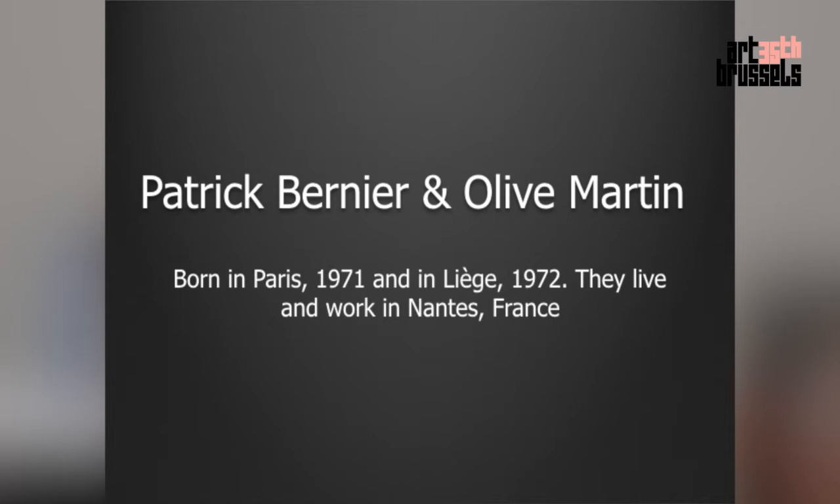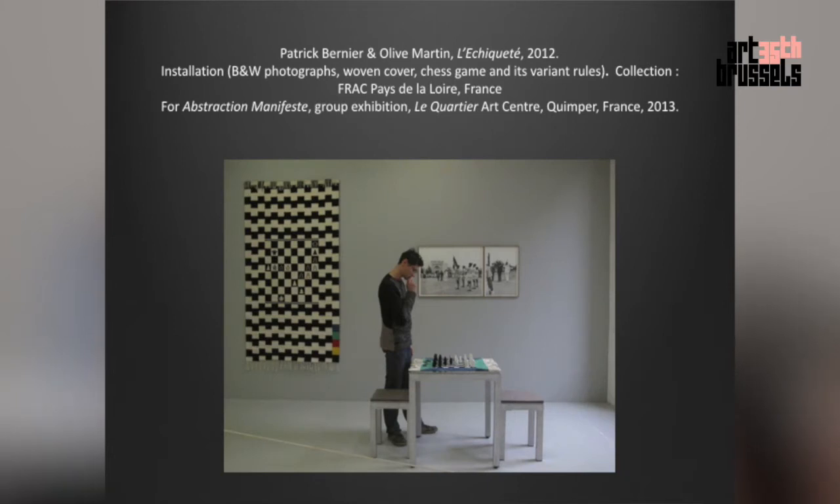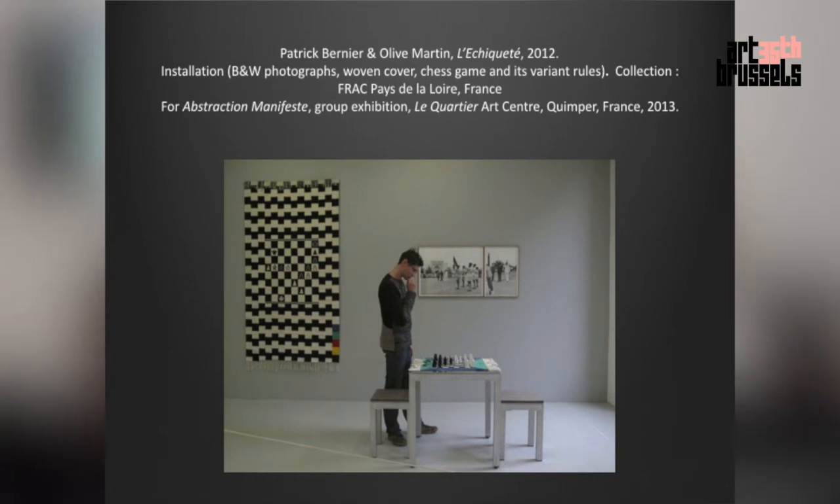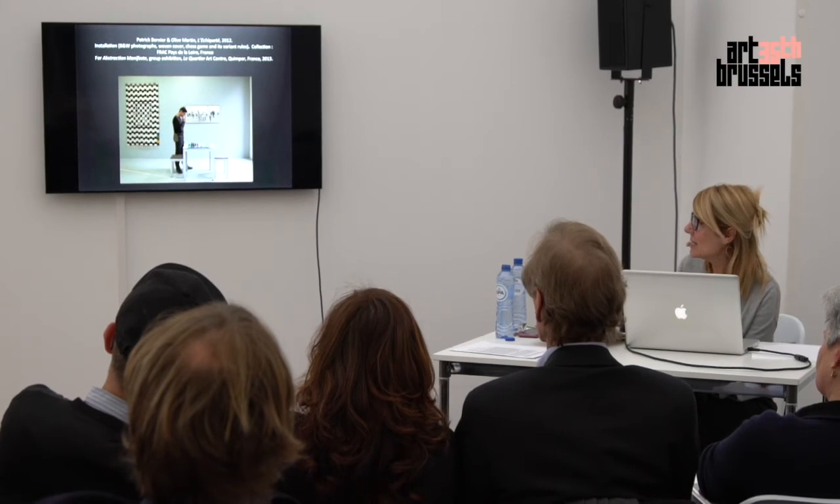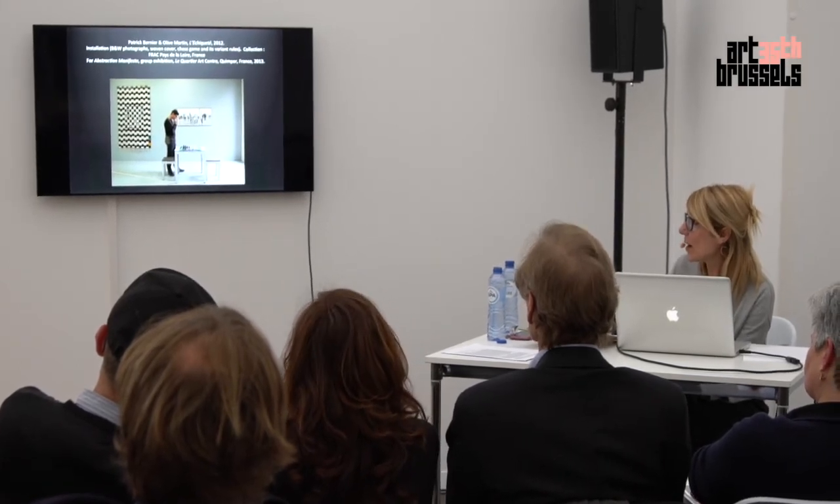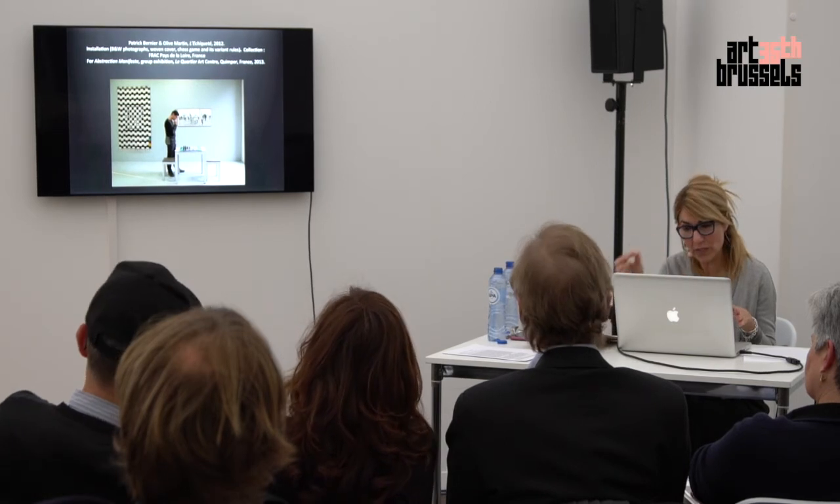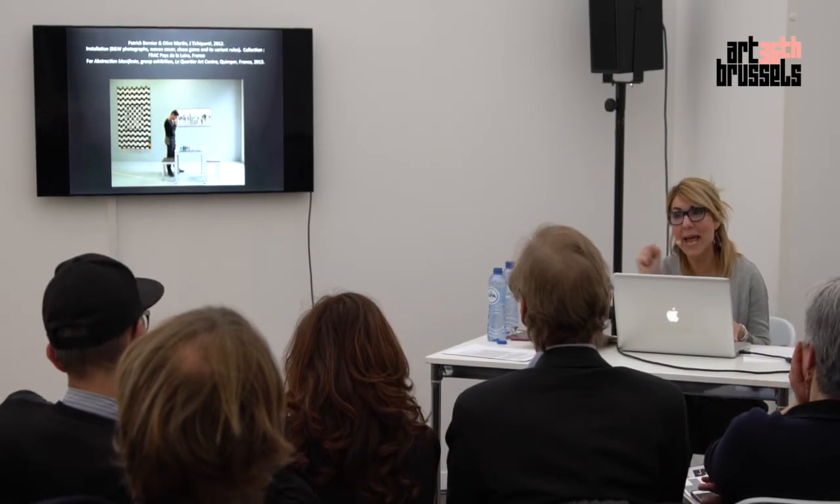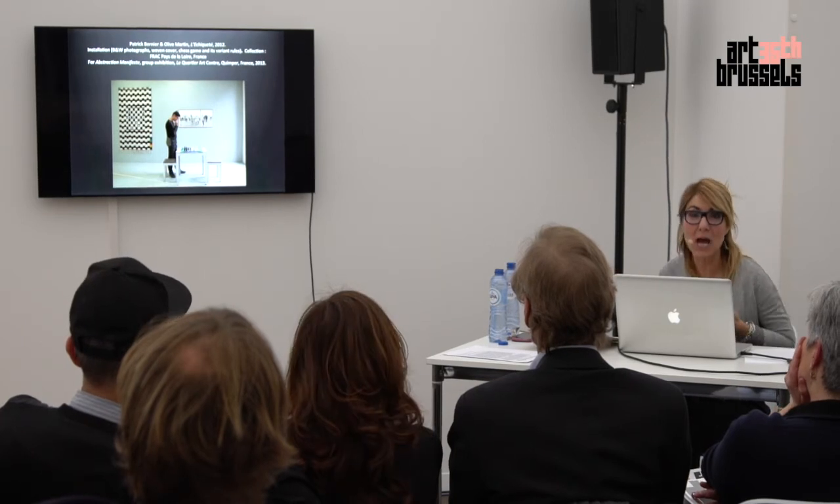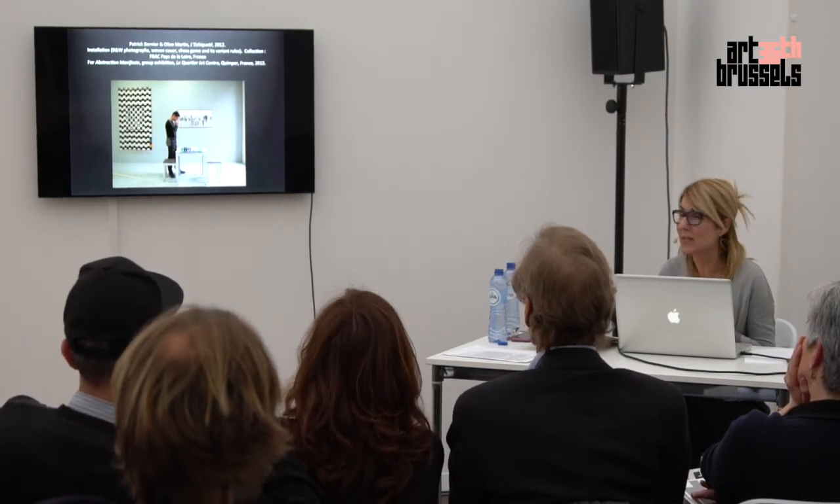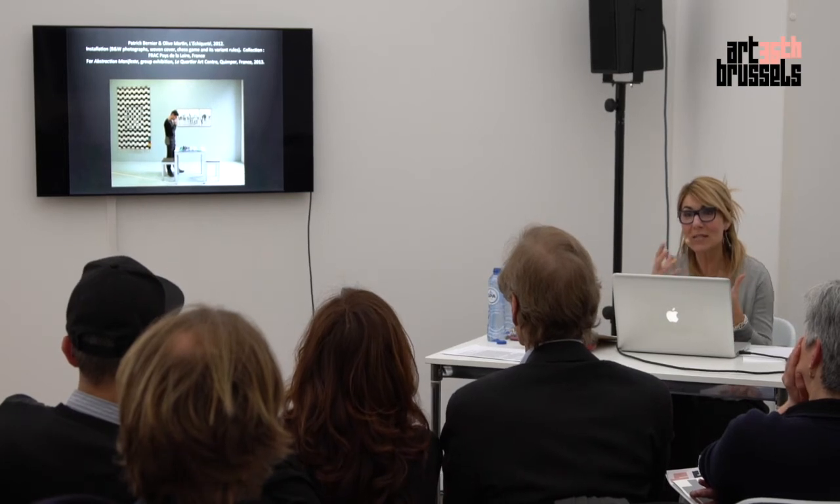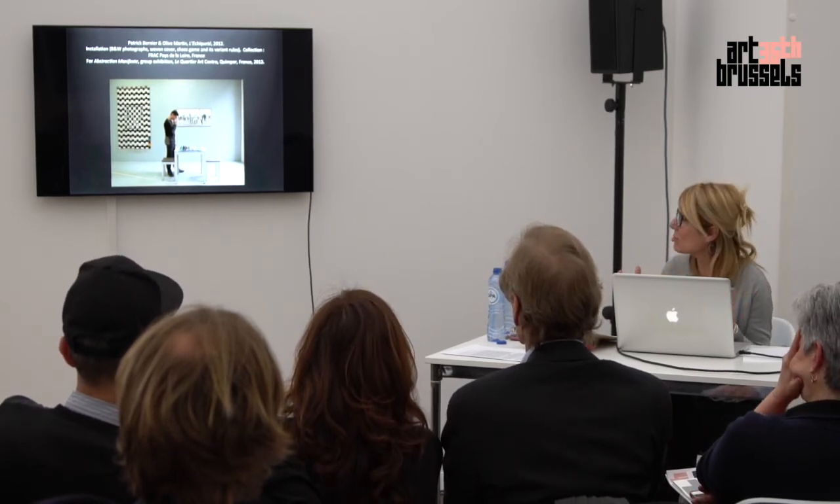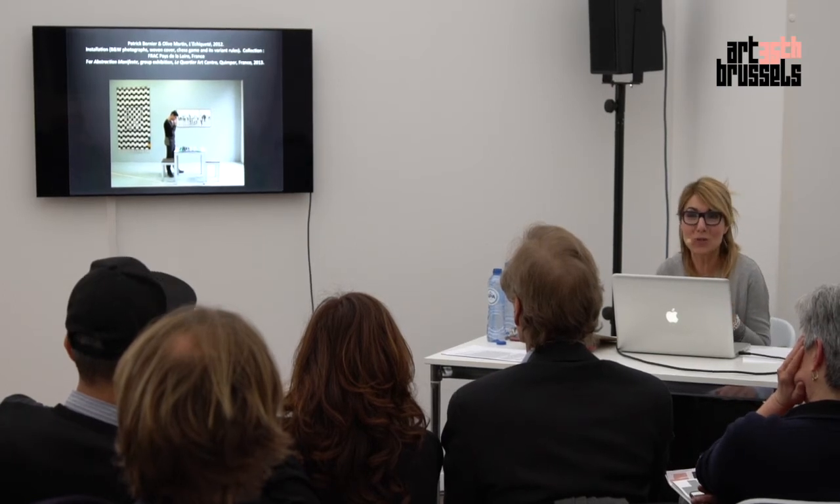This was a performative piece by Patrick Bernier and Olive Martin, and it's actually a variant of chess. As we all know, chess is a very oppositional game. When you play and you claim a pawn, the pawn exits. And here they developed a chess game where, during the play, if a pawn is claimed, it doesn't exit the game, but it actually becomes a hybrid. It's a métissage of the game, and it continues to play. So, of course, it's a metaphor on the concept of métissage, and on oppositional strategy.